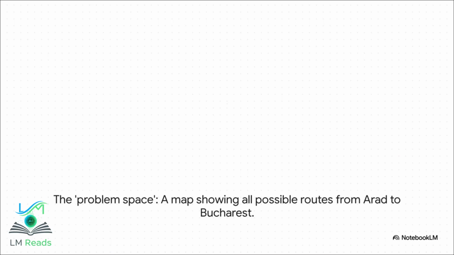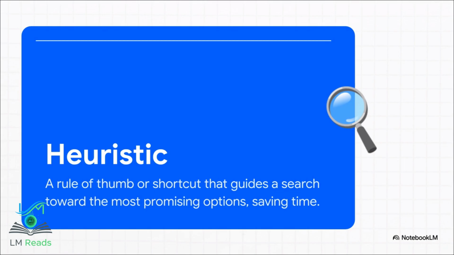It's like trying every single path in a giant maze. The agent needs a smarter way to search. It needs a shortcut. And that shortcut has a name. It's called a heuristic. You can think of it as an educated guess or a clever rule of thumb. It helps the agent prioritize which paths look the most promising so it can check those out first. And this saves a massive, massive amount of time.